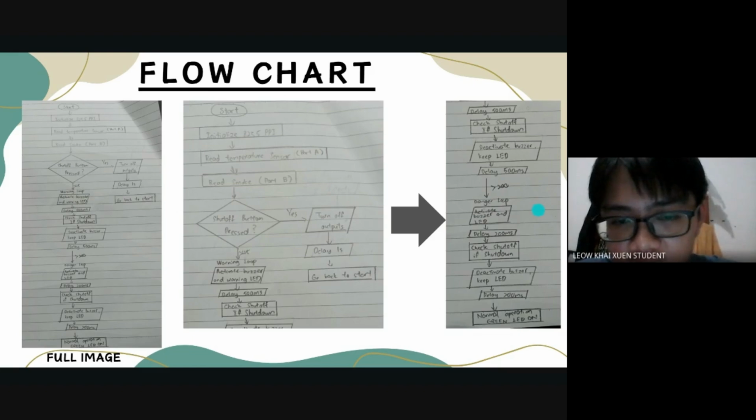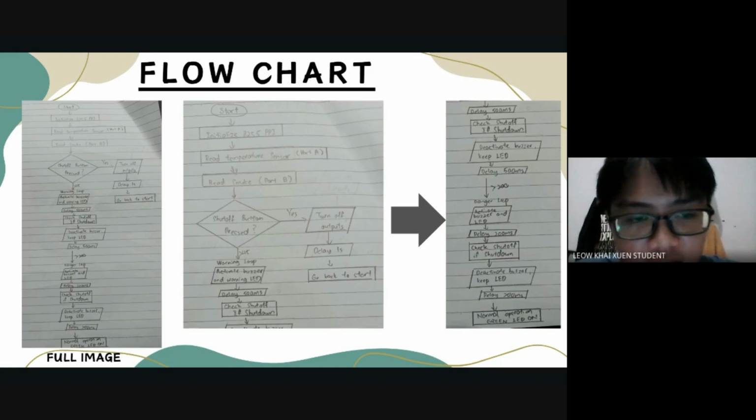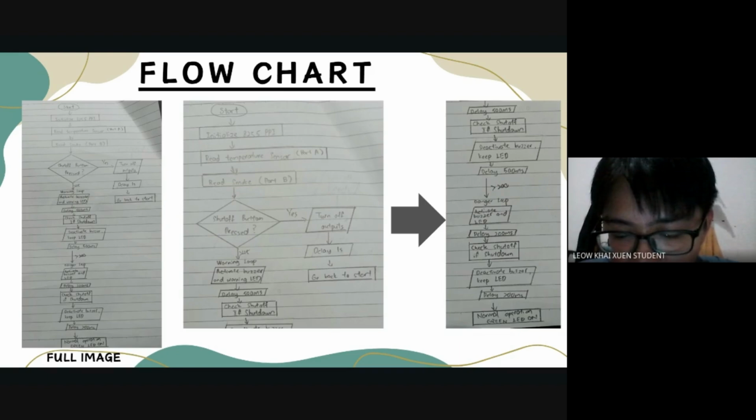And the next thing is that when, in the warning loop, the temperature is not greater than 45 degrees Celsius, which is less than 45 degrees Celsius, we will again go into the smoke test. The smoke test is on the port B side. And when the smoke level reaches 200, it will activate the danger loop.